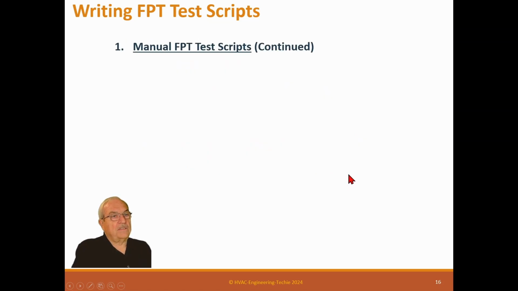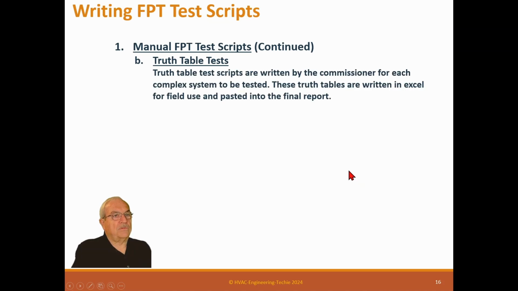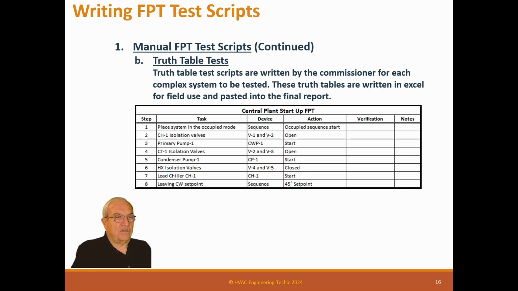Manual test scripts continue. This is truth table tests. So truth tables or scripts are written by the commissioner for each complex system to be tested. These truth tables are written in Excel for field use and are pasted into the final report, or they could be in some other piece of software besides Excel. But here's the one. So this is a central plant startup you see here. So here's a central plant.